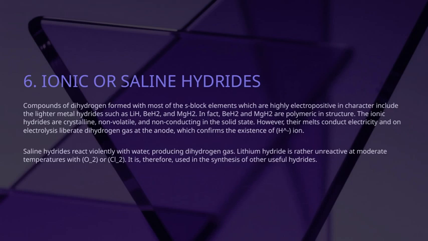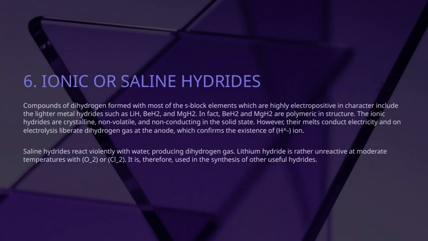Now, regarding their physical properties, ionic hydrides are typically crystalline, which makes them non-volatile and non-conducting in the solid state. But here's the key part: when you melt these ionic hydrides, they conduct electricity. This is because, in the molten state, the ions are free to move, allowing conduction. And if we take this a step further, when we perform electrolysis on their molten forms, dihydrogen gas is liberated at the anode.